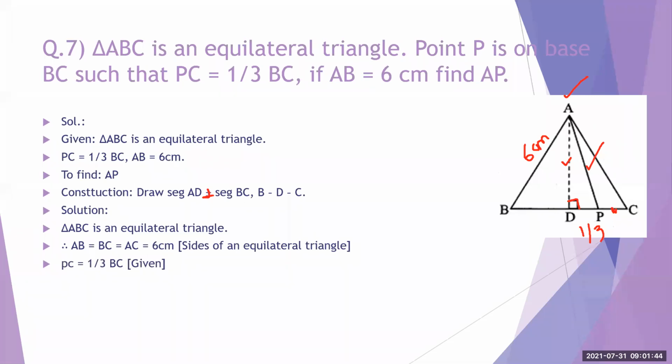Again, we are given PC is 1/3 of BC. BC is nothing but equal to 6 centimeter. Only AB was given, but it is an equilateral triangle. Therefore, each side is equal to 6 centimeter. So we get PC is equal to 2 centimeter. So now you got PC. We got the measurement of PC, this side. Now you have AC. Now what we require? We require this AP. Now let's see how to do this.